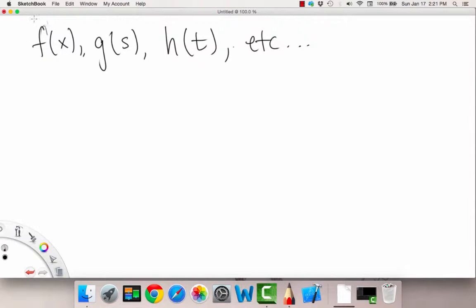We have one function, for example, f of x. F is the function, and x is the input value. In this one, g is the function, s is the input, h is the function, t is the input. But now, sometimes it makes sense in real life for the input, such as our x, s, and t, to be another function itself.